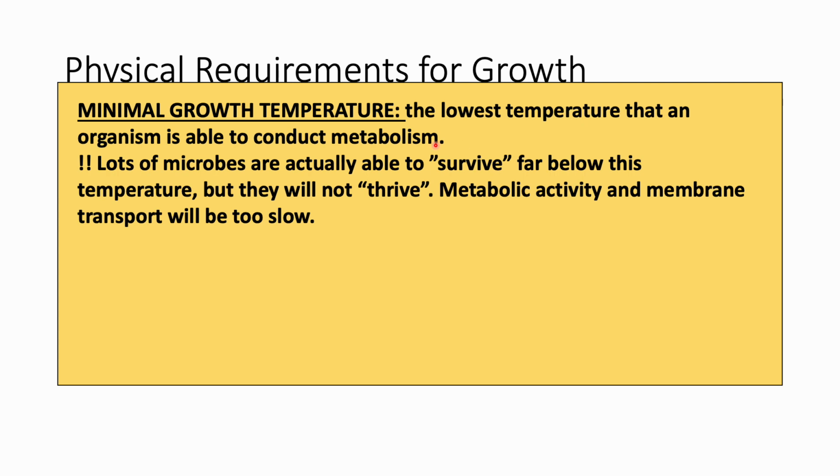So the minimal growth temperature is the lowest temperature that an organism can still go through metabolism. And lots of organisms and microbes can actually survive below their minimal growth temperature. It's just they're not going to be thriving. Their metabolic activity is going to be way too slow for them to actually grow and replicate. That's what's happening whenever you put stuff in the fridge to keep it fresher, to prevent microbial growth. You're putting it in the fridge so those microbes slow down and stop replicating. They're not necessarily going to die in the fridge, but they're going to stop replicating.